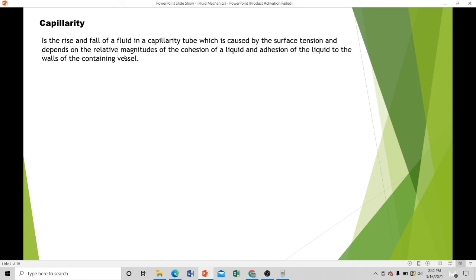So it depends on the relative magnitude of the cohesion of a liquid and the adhesion of the liquid to the walls of the containing vessel. If your adhesion is greater than cohesion, makaingon ta nga we can conclude that your deformation, or the capillarity, will rise. But vice versa, if your cohesion is greater than adhesion, then the liquid will fall, or kaingon ta nga capillarity depression.